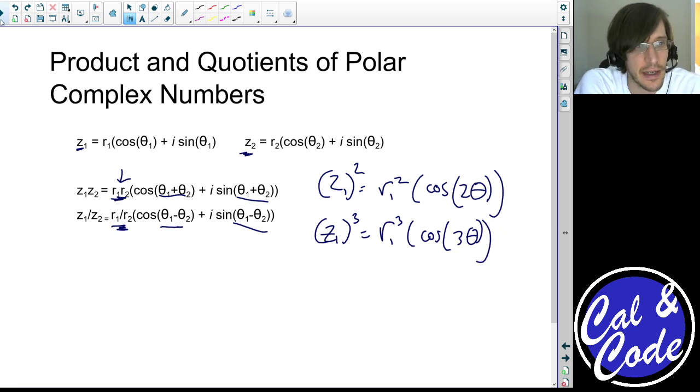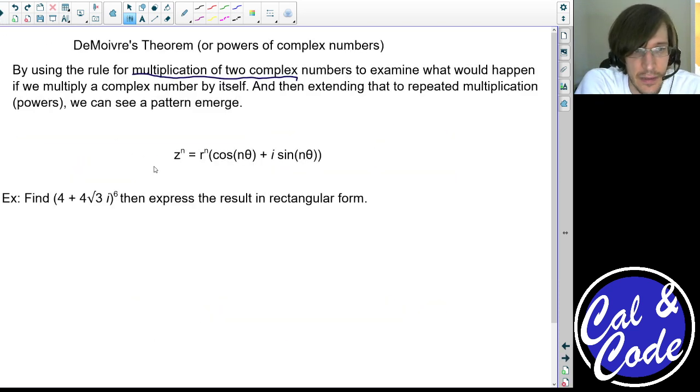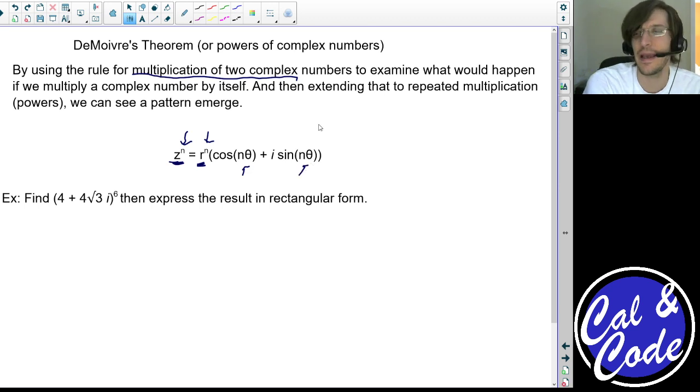And so he was able to extend this out, and say, if I want to raise some complex number to the nth power, I need to take its modulus to the nth power, and I need to multiply it by the cosine of n theta plus i sine of n theta. This is way easier than before.